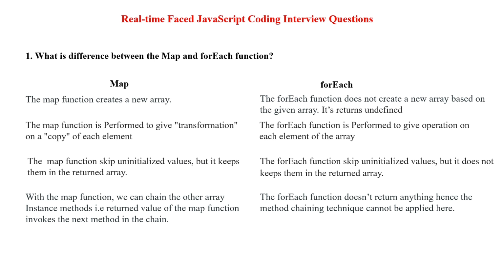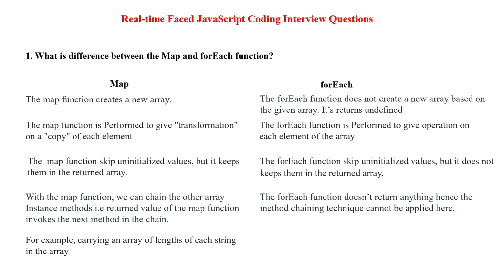You can answer like this when the interviewer asks this question. Let's begin. The map function creates a new array. The map function is performed to give a transformational copy of each element. The map function skips uninitialized values, but it keeps them in the return array. With the map function, we can chain other array instance methods, such that the return value of the map function invokes the next method in the chain. Example: carrying an array of the length of each string in the array.